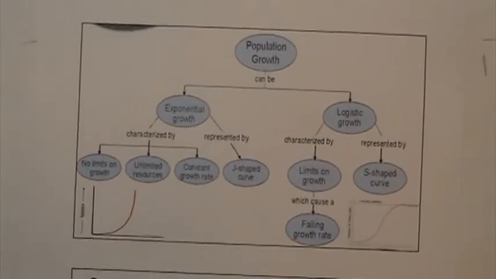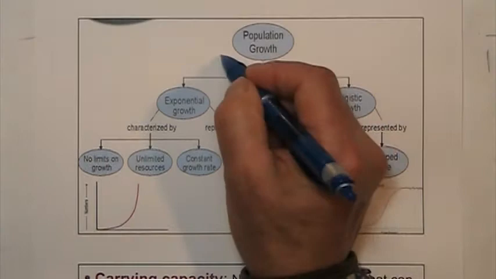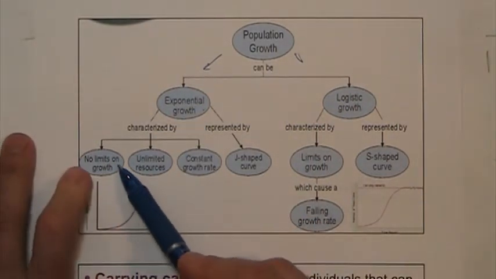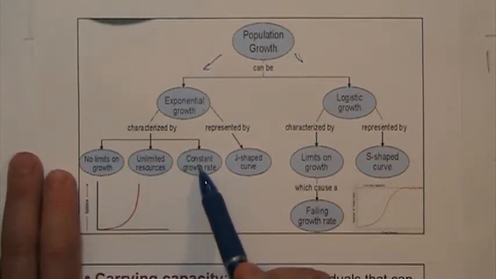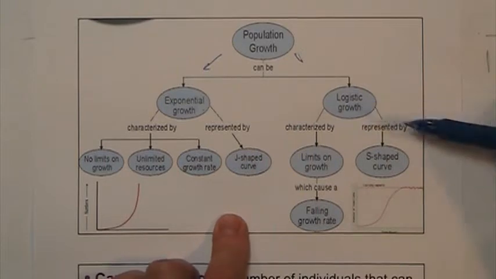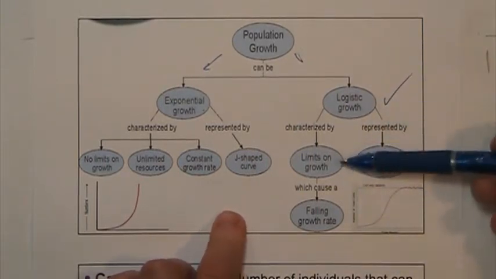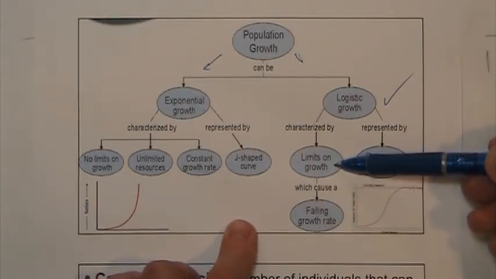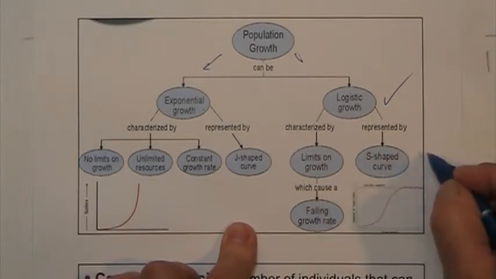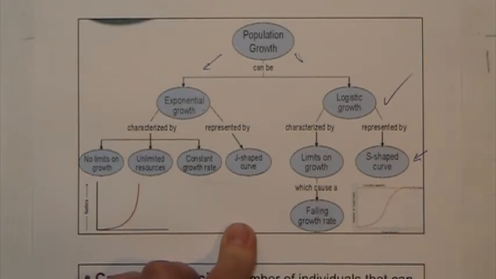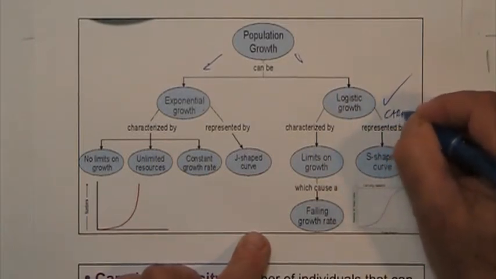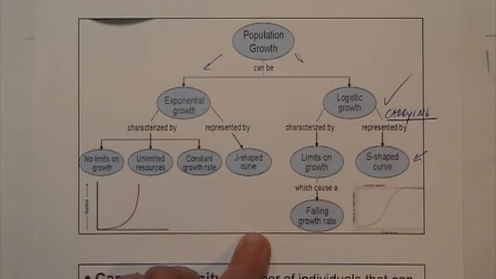So let's review this in a little diagram here. We have the population growth that can be of two types, exponential growth or logistic. Exponential growth is characterized by no limits on growth, unlimited resources, and a constant growth rate that produces this J-shaped curve. On the other hand, logistic growth, this is the one that we find in real life, is characterized by limits because resources are limited in the environment, which are going to cause a falling growth rate eventually, and is going to produce what we call an S-shaped curve. Notice that this has kind of an S shape. And the key element of this logistic growth is the carrying capacity of the environment.